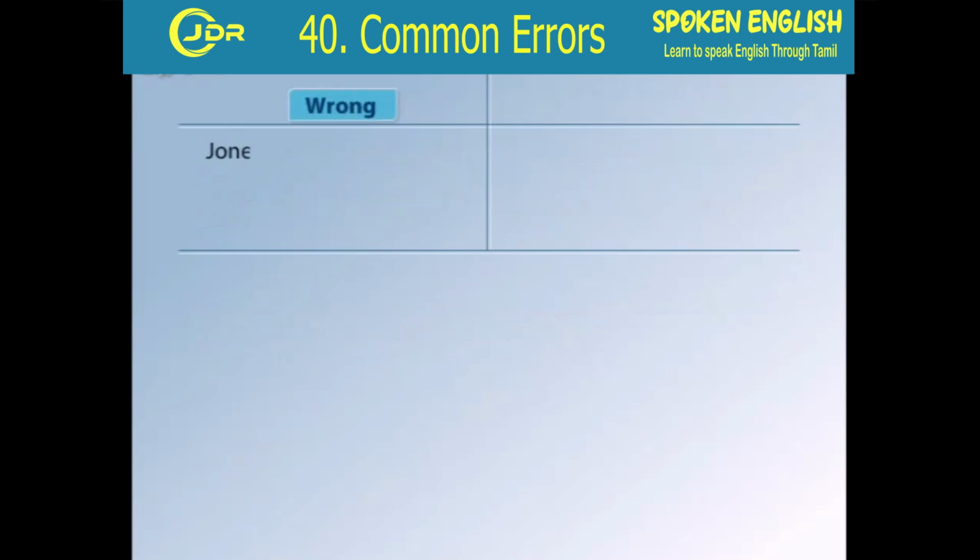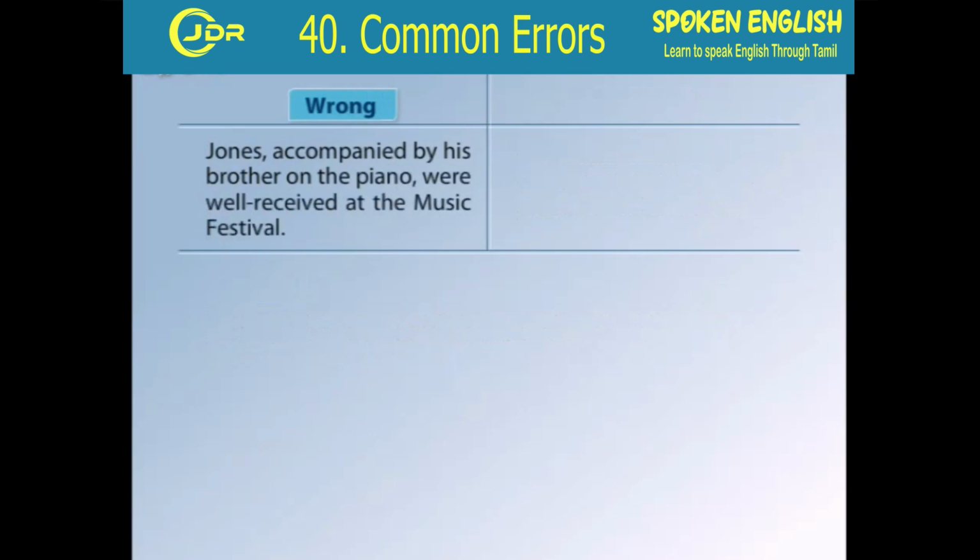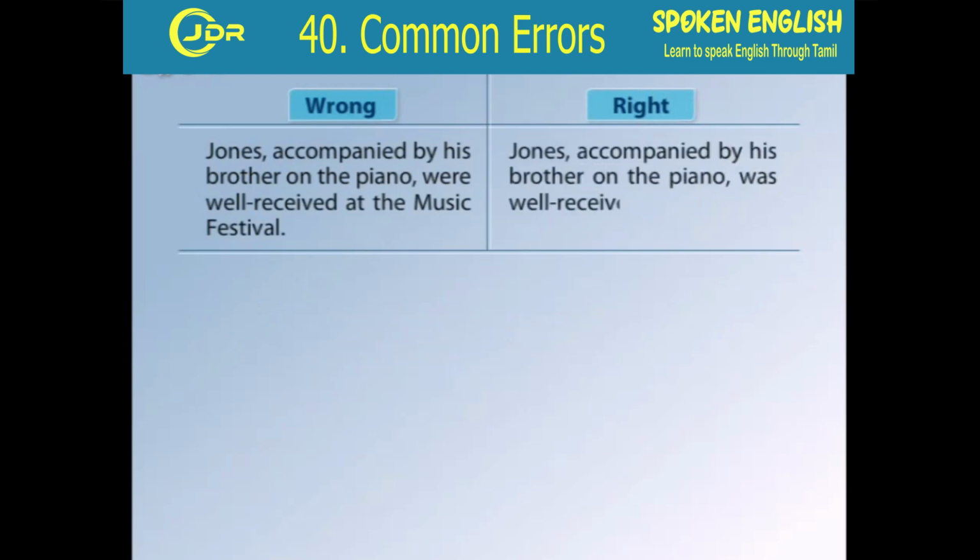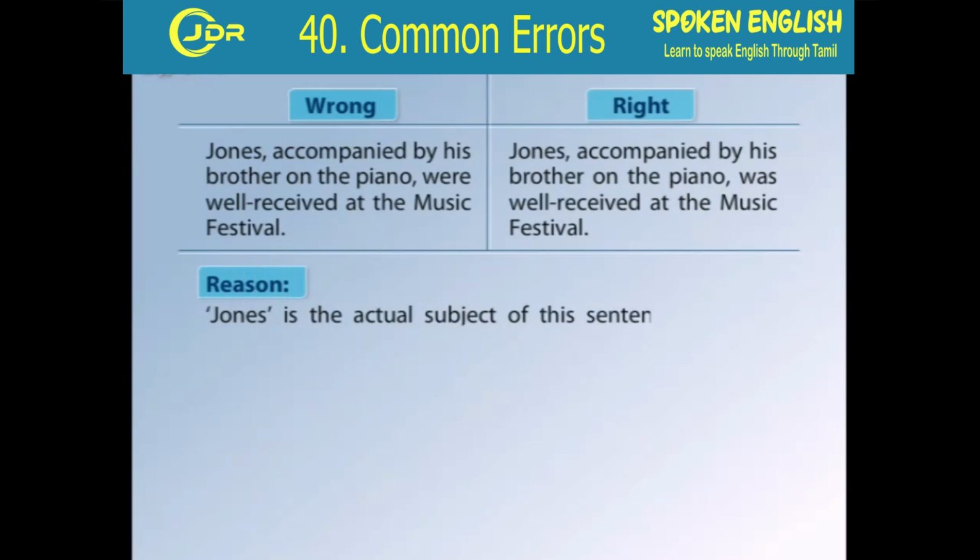Wrong. Jones, accompanied by his brother on the piano, were well received at the music festival. Right. Jones, accompanied by his brother on the piano, was well received at the music festival. Reason. Jones is the actual subject of this sentence and it is singular. Hence, the verb is also singular.